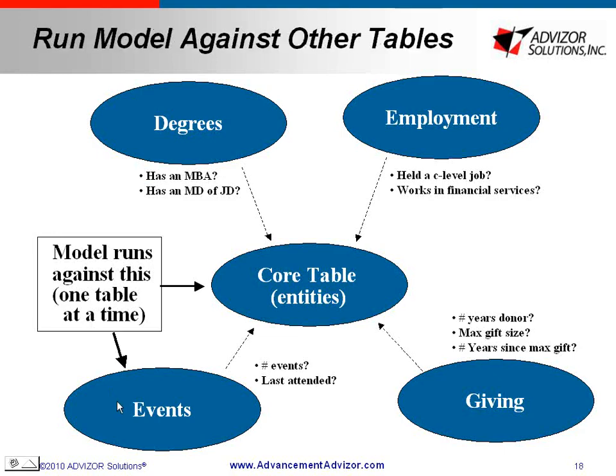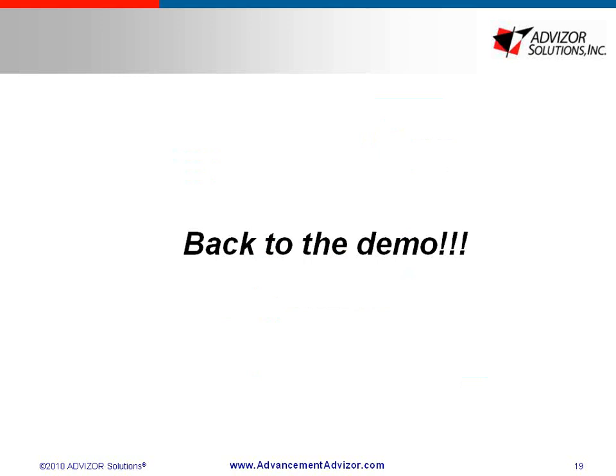And then you can also run the model, say, against the events table. If the number of events and last attended makes a difference, you might want to run the model for those 237 against just the events table, which will rank the events for their most likelihood to produce a $1 million donor. And some of them may have a negative correlation. You'd like to know that. We did some events that actually reduced the probability of people making a large donation. Now, I actually went on a tangent there. Let's go back to the demo.